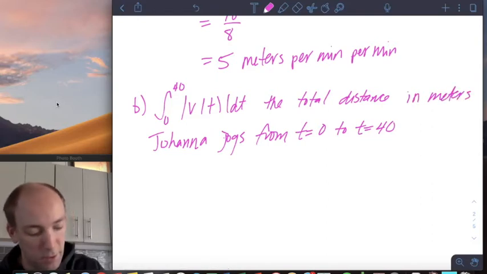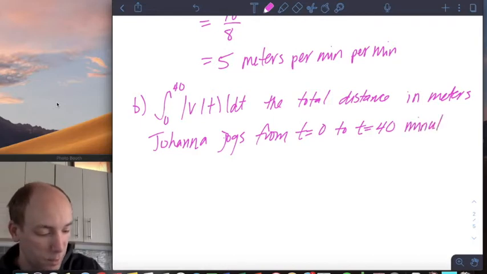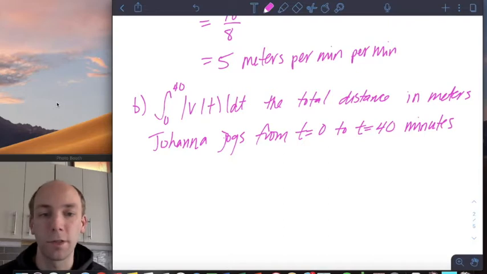Joanna jogs from t equals 0 to t equals 40 minutes. Okay? Just to be extra thorough, make sure you include all units that were originally given in the problem. So the integral of the absolute value of velocity is the total distance in meters Joanna jogs from t equals 0 to t equals 40 minutes.